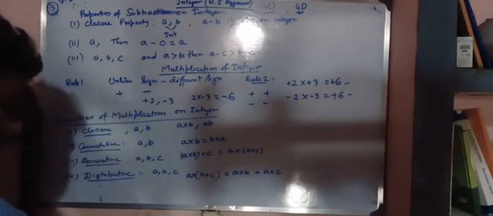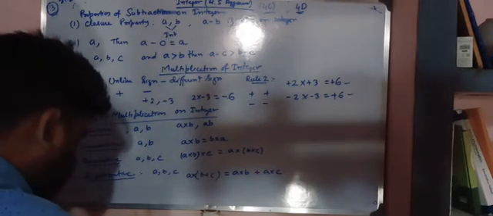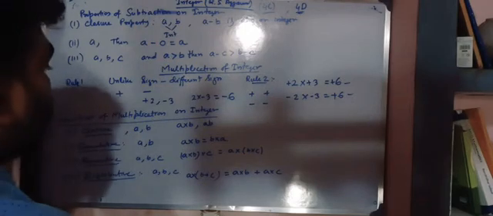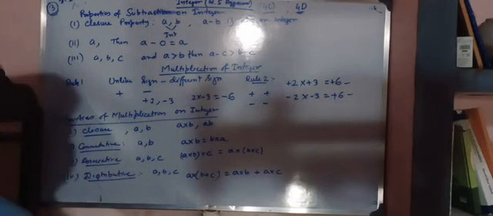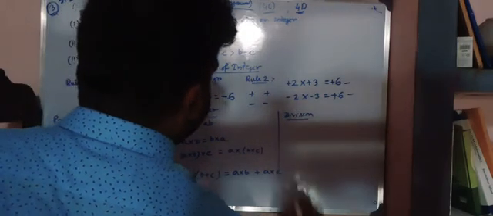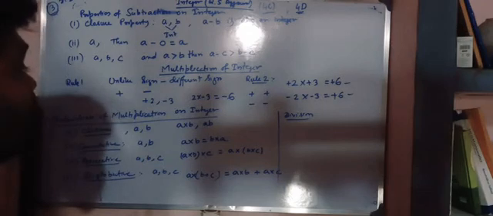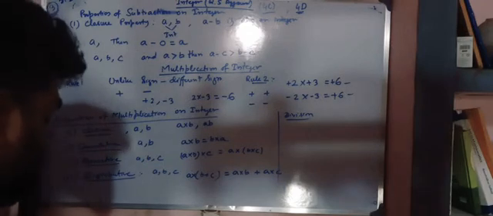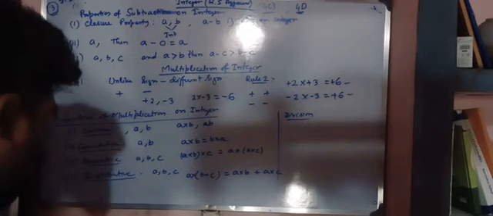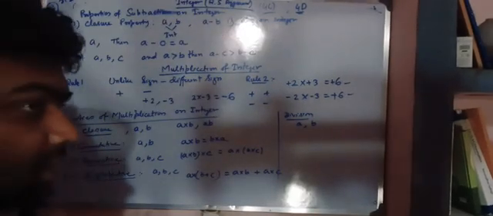Next, move to division of integers. We know general division, and that general division also applies to integers. If we divide, there are some rules. If we divide a by b, my two integers, I am writing the rules again.